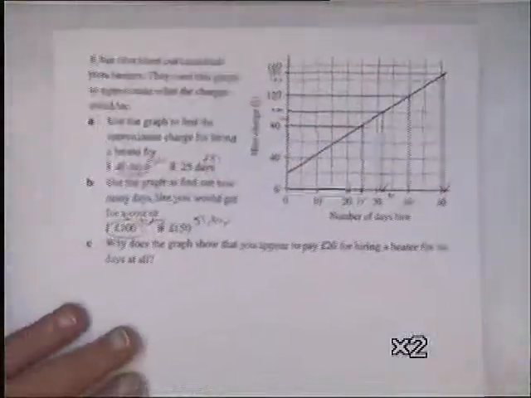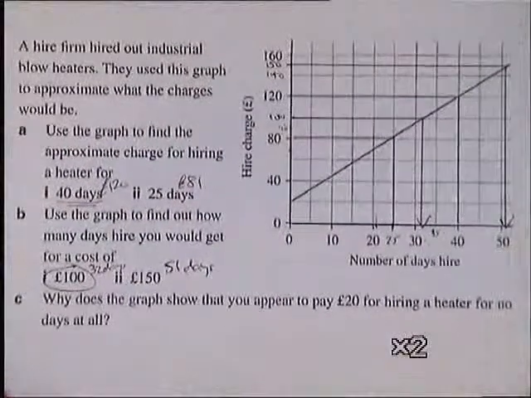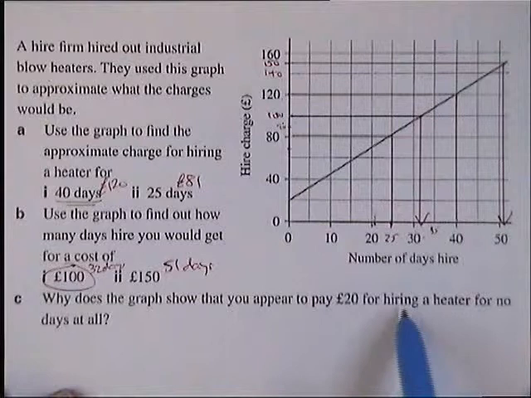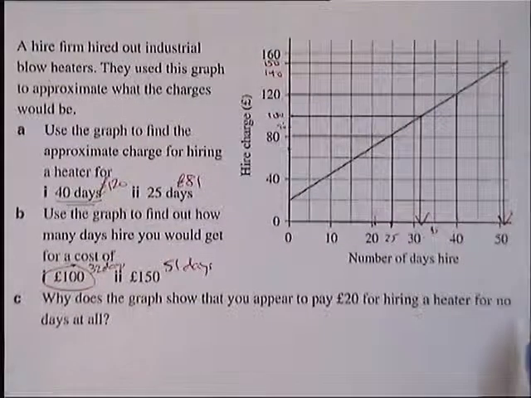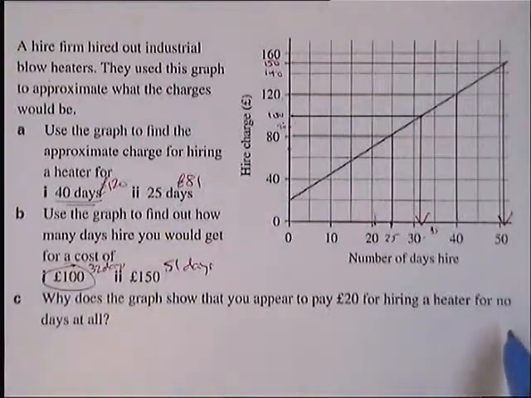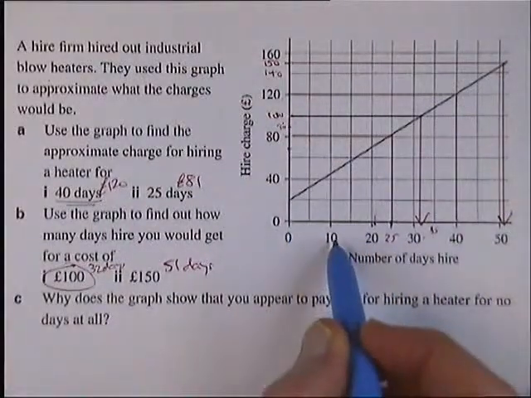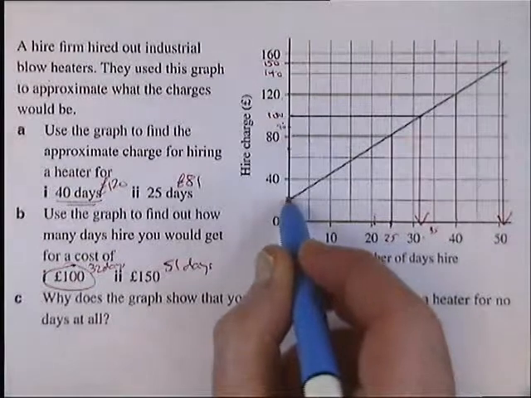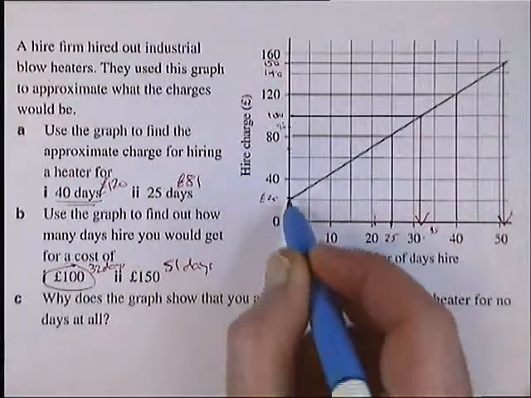Then the final part of the question says, why does the graph show you appear to pay £20 for hiring a heater for no days at all? Let's just see where that comes from. No days. Well, that was 10 days, 20 days. No days is here. Hire it for no days, you have to pay £20.